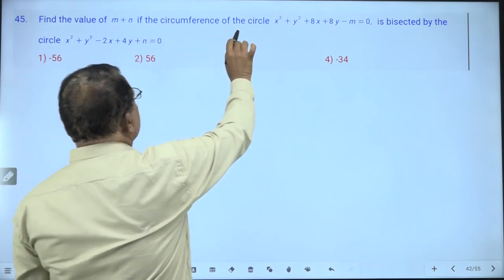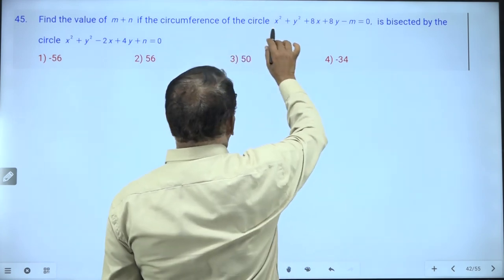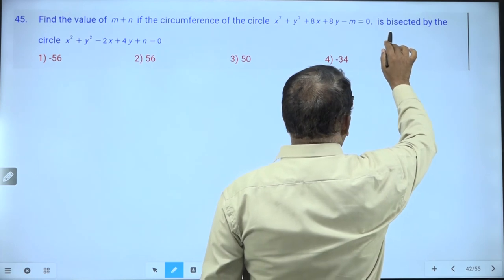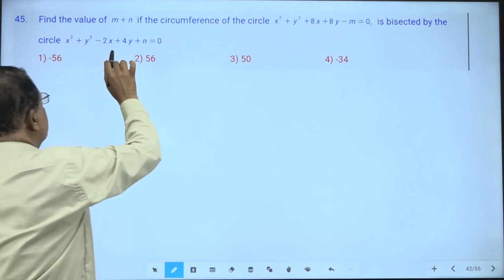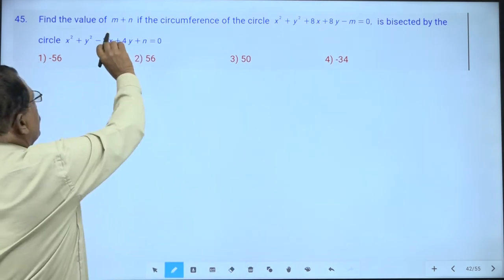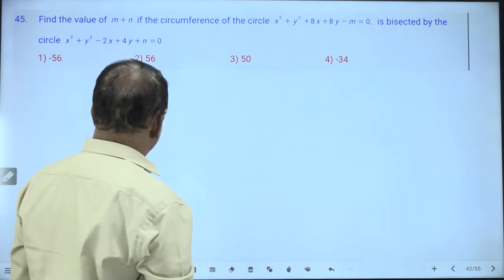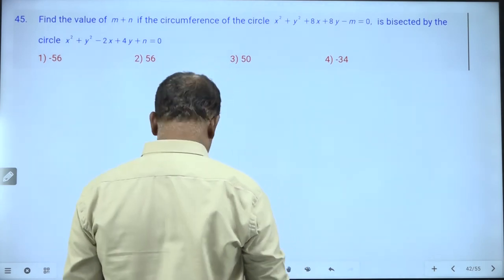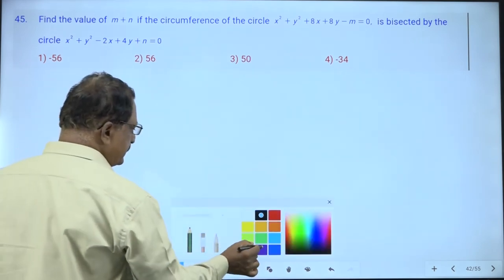Next, the value of m plus n. If the circumference of the circle x square plus y square plus 8x plus 8y minus m equals 0 is bisected by the circle x square plus y square minus 2x plus 4y plus n equals 0, the value of m plus n. Okay. Now, solution.